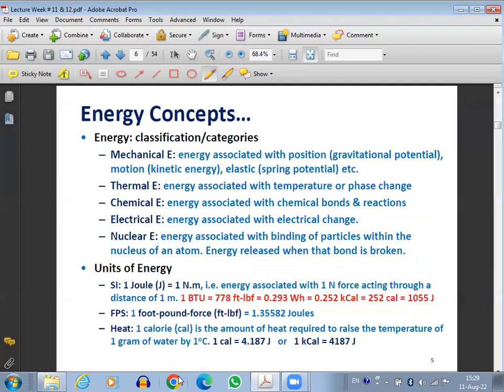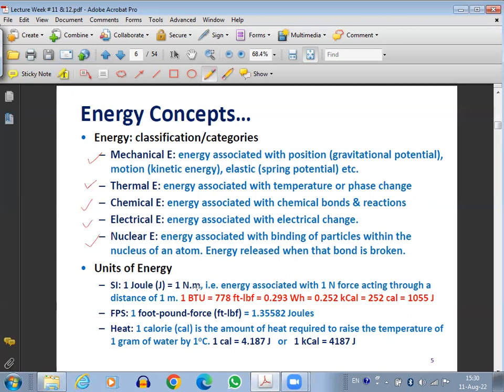Energy classifications. The basic classifications of energy are mechanical energy, thermal energy, chemical energy, electrical energy, and nuclear energy. Again, the descriptions are written here. You can go through these descriptions, but this is very basic information, nothing new.